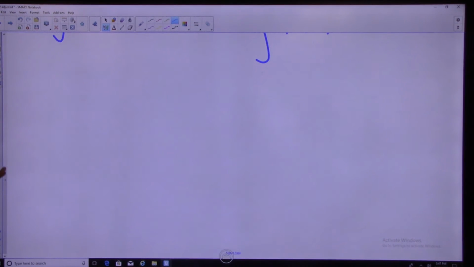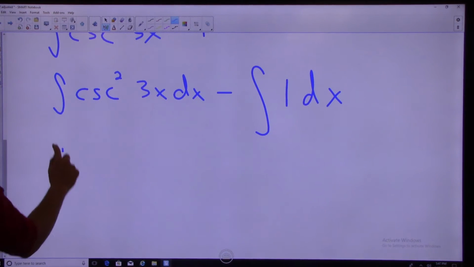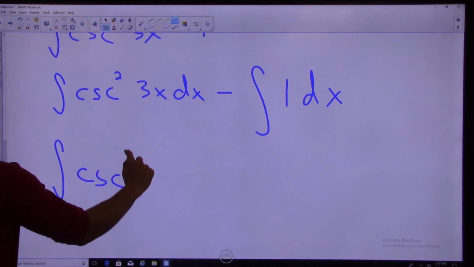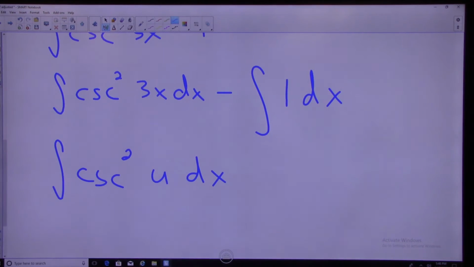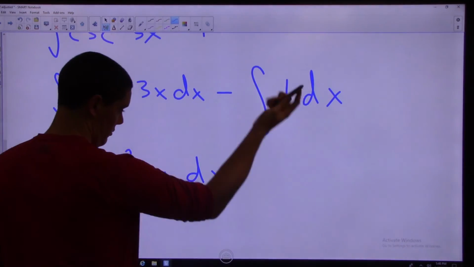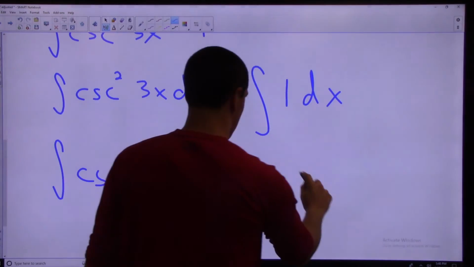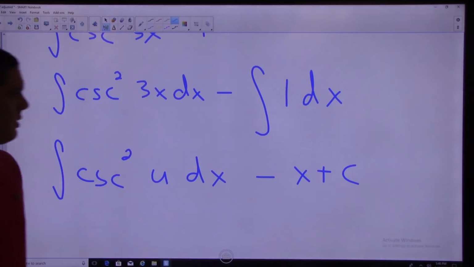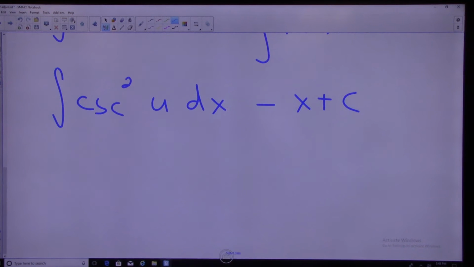But let's really focus on this. This is the goal here. So we let u equal 3x, didn't we? So I'm going to let this be cosecant squared of u dx. Now, why don't we just go ahead and take the antiderivative of that? So this is going to be minus x plus c. All right. So the antiderivative of 1 is just x. This is going to be 1x to the first over 1. Hopefully that makes sense. All right, let's keep it going.